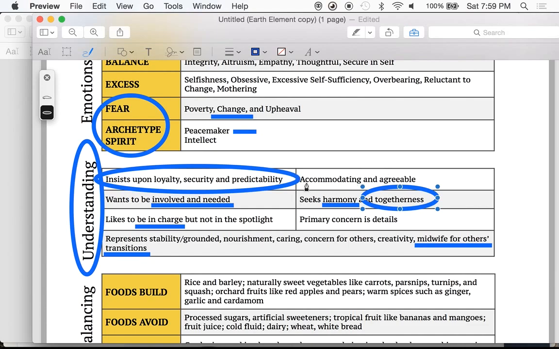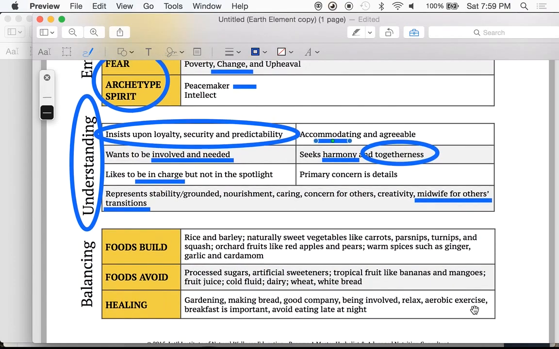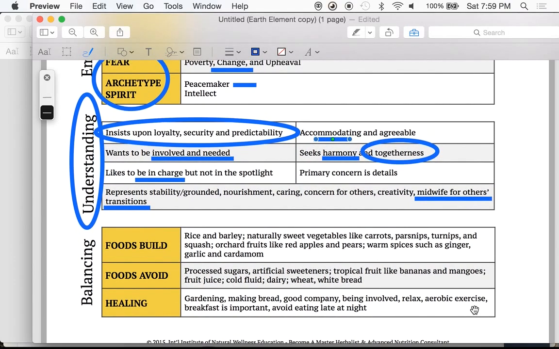Accommodating, not accepting, excuse me. The accommodating part also ties into why they often facilitate change in others, or as we put it here, they're a midwife to others' transitions. So now let's skip. So that kind of covers our understanding.